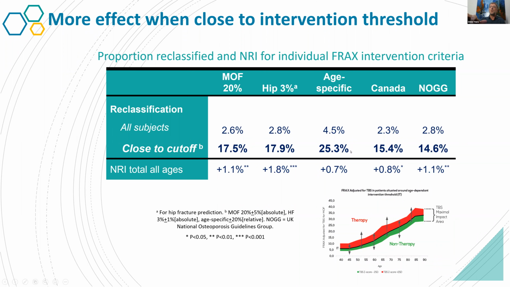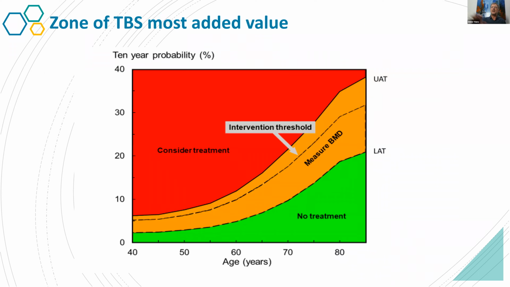you can see it come closer to 25%, meaning 1 patient out of 5 or 1 patient out of 4 will be impacted by the TBS value, either by bringing it back to a higher risk zone or a lower risk zone. So the bottom line is that the most added value of TBS regarding FRAX will be in this yellow zone, orange zone. Every time you have a patient here, the TBS might change the category, either to consider for treatment or not treatment.